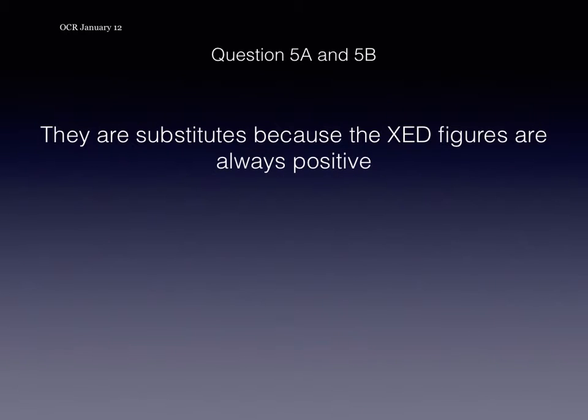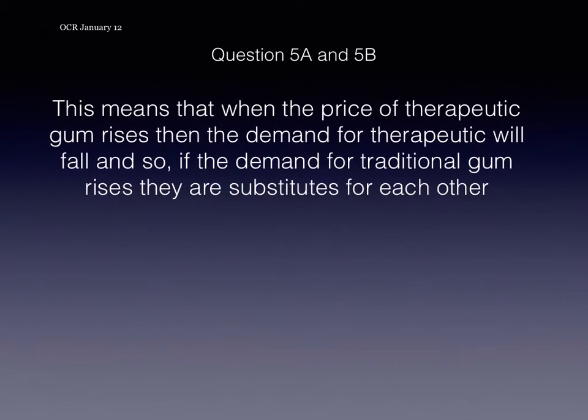Then, answering the question, you say they are substitutes. That was the question: are they? Why? Because they are always positive. That's just a learnt statement, so the best thing to do is to explain it. This means that, and then tell the examiner what it means. In this case, when the price of the therapeutic rises, the demand for the therapeutic falls, and so the demand for traditional gum rises if they are substitutes. You've got to go through that to explain rather than just state.